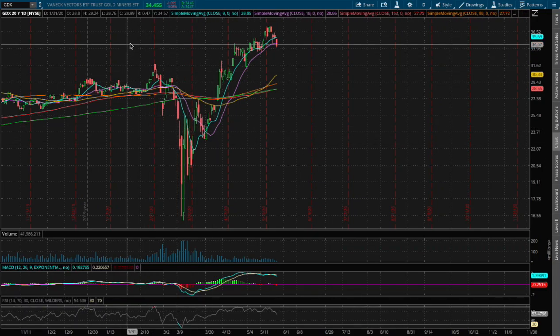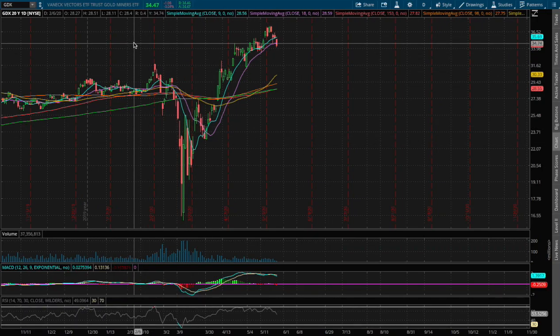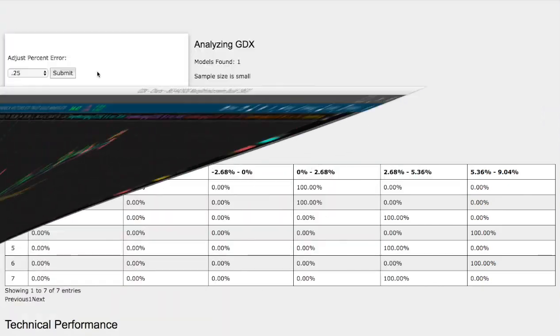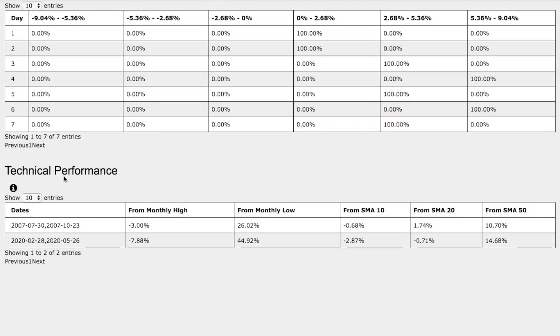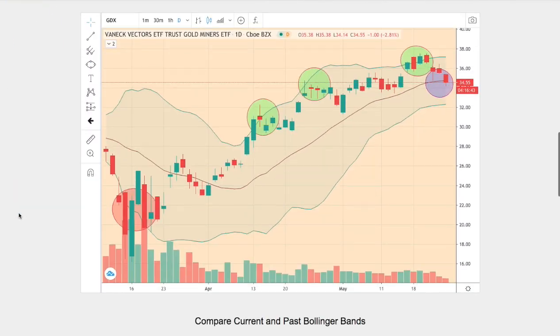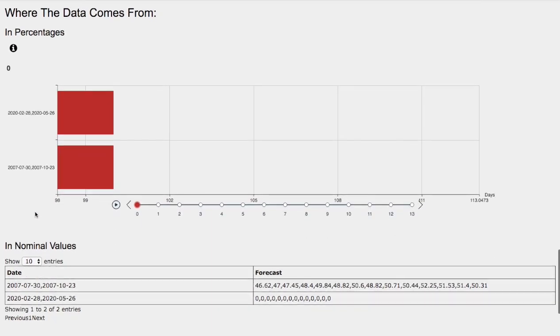Hello viewers, we'll be going over gold miners ETF ticker symbol GDX. In this video, we'll be using the day-by-day probability model, the technical performance of each model, how we find the models, and the day-by-day forecast for GDX.